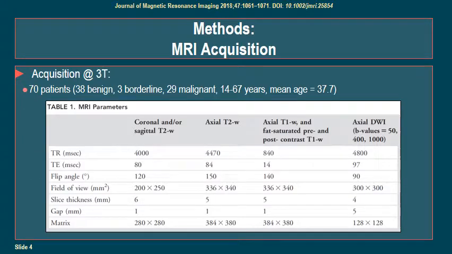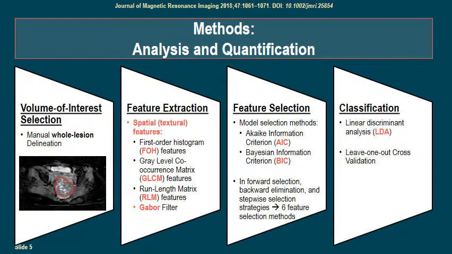We have applied MRI acquisition at 3 Tesla on 70 patients who were histopathologically confirmed with 38 benign masses, 3 borderline, and 29 malignant tumors. DWI was applied using 3 b-values of 50, 400, and 1000, and ADC maps were generated using monoexponential fitting on the MRI console. Our analysis and quantification composed of 4 main steps.